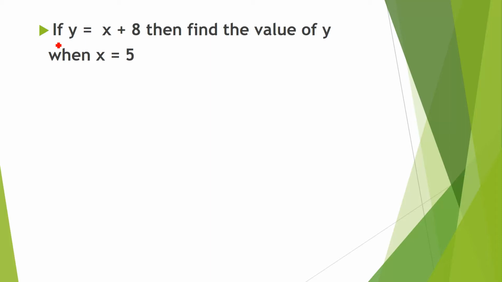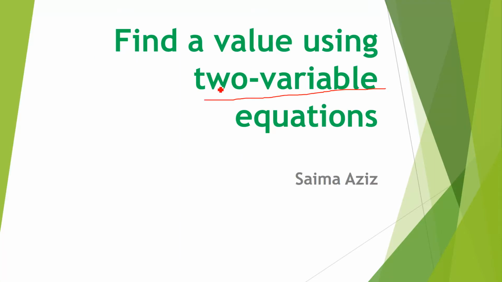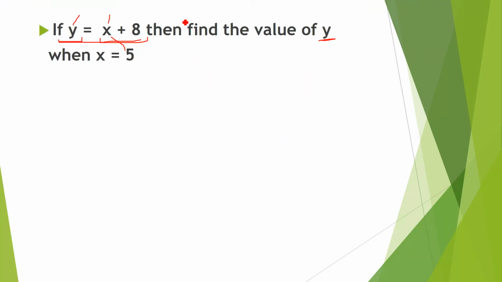The question is, suppose y is equal to x plus 8. This is the equation. This is the left hand side of the equation and this is the right hand side of the equation. There are two variables, y and x, and you have to find out the value of y while x is given. So x is equal to 5. These are two variables. As the topic indicates, two variable equation, right? You have to find out the value of the two variable equation.